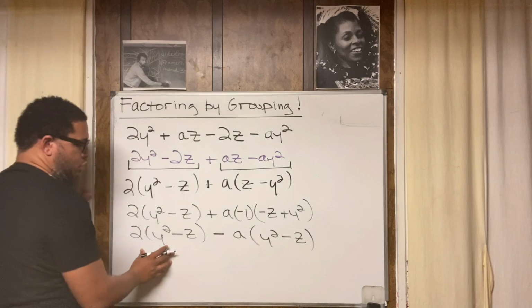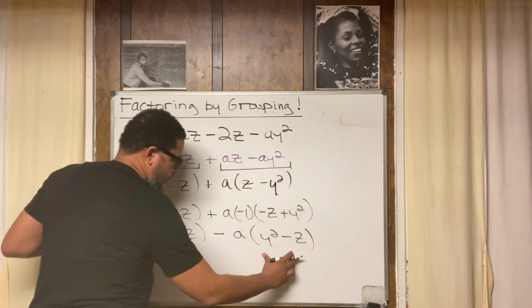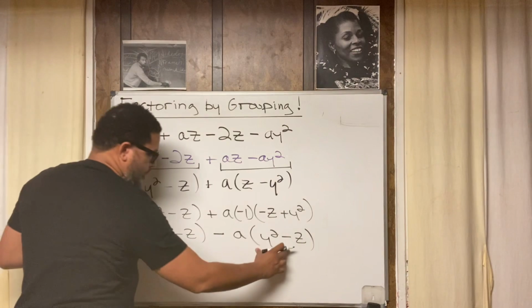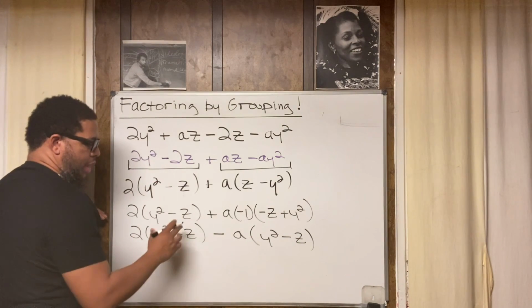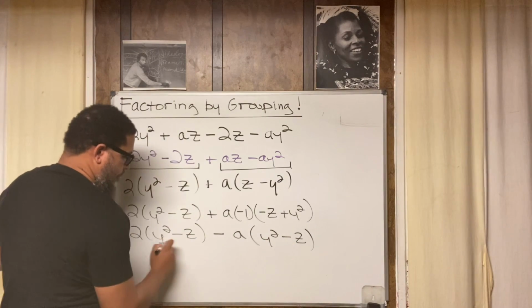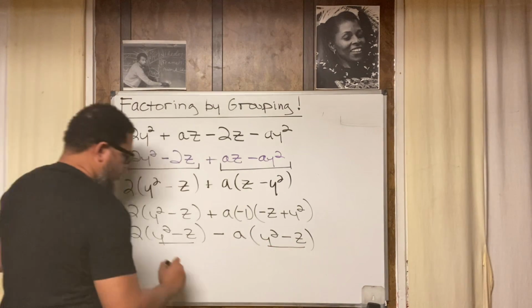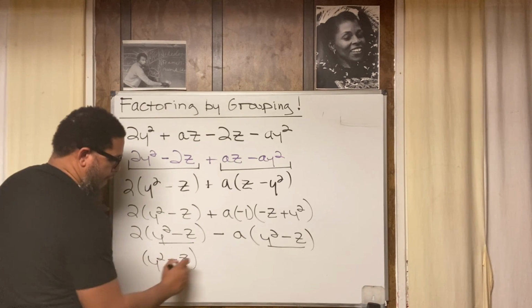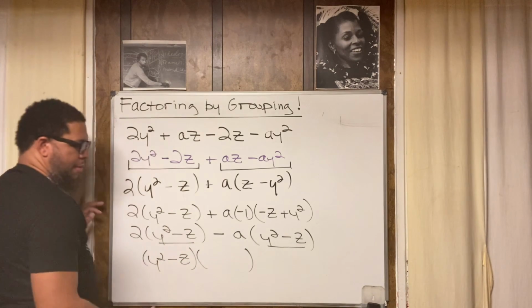This is really a binomial. This is one term. This is one term. So I got a GCF, which is y squared minus z. That's what they both have in common. So y squared minus z is my GCF. And then next to that, I'm going to have a binomial.